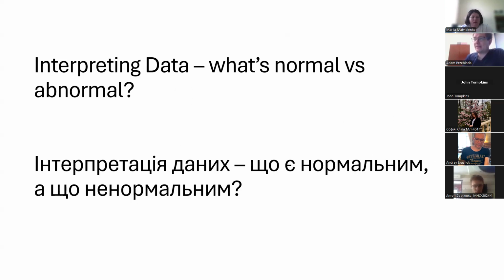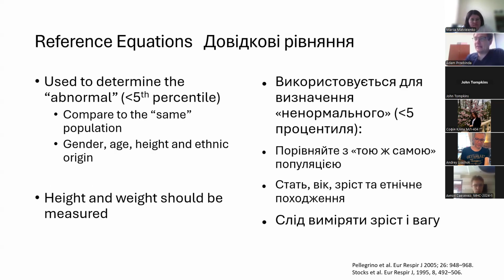The last bit is interpreting the data: what's normal and abnormal. By convention, if you take a normal distribution, less than the 5th percentile is determined to be abnormal. Obviously, I'm tall. I'm not quite 2 meters, but I'm close. If you compare me to somebody who is 180 or 170 centimeters tall, we will have different lung sizes.